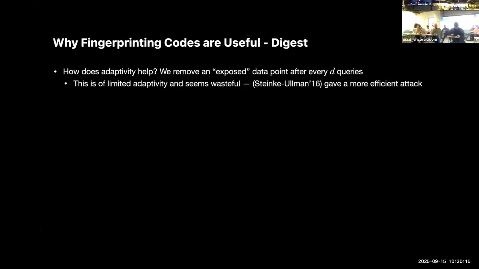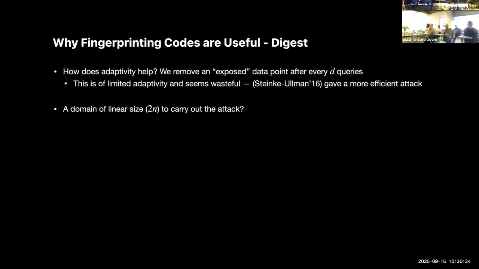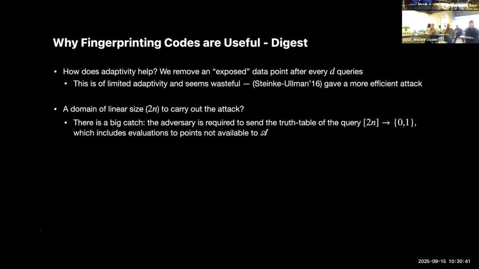In this talk, we'll address another caveat of this attack. If you believe in this attack, it seems somewhat magical, because you have a domain of really small size, 2 times n, to carry out the attack. But given the available upper bound, which is polylogarithmic in domain size n number of queries, this is really impossible. So this is the big catch we mentioned in the last slide.